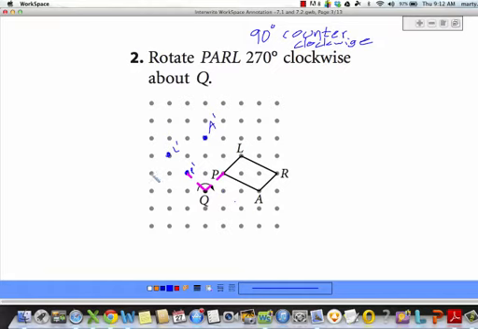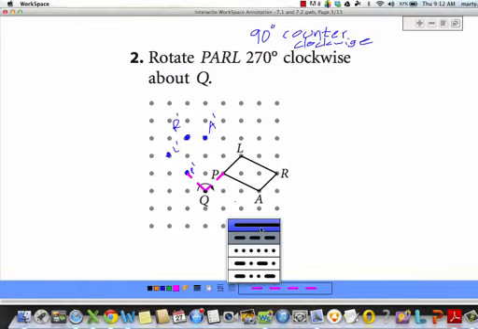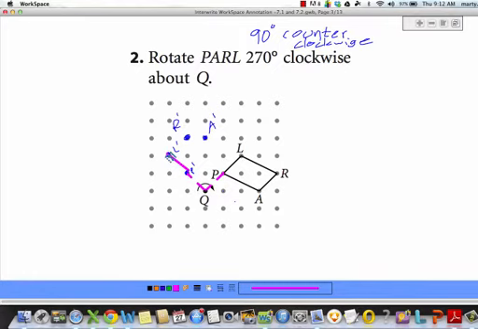P, L, A, R. Where is this one going? Here and here. Yeah, I had it right the first time. R prime. So when I connect these guys up, I get here, here, here, here, here. That's not right. That's 4.